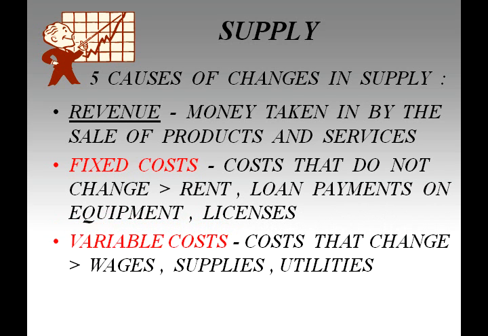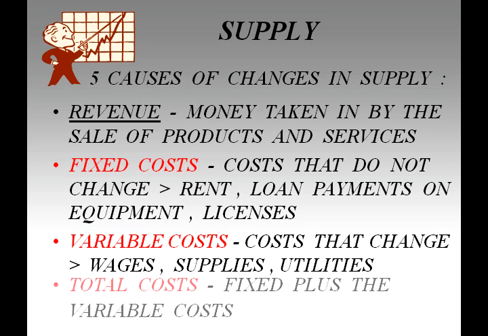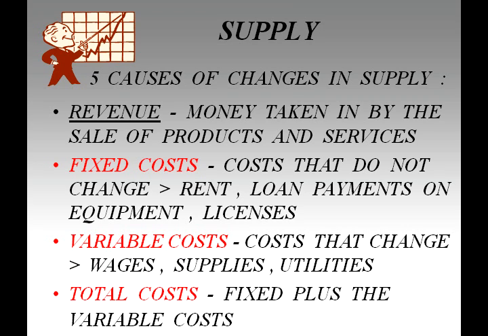Variable costs are costs that do change, such as what workers are paid, wages, cost of supplies, cost of utilities. If you're not familiar with the word utilities, things like power used to run equipment, electricity to light a facility. And total cost, the concept of total cost, is where you take your fixed cost plus the variable cost to get a total cost picture for a business.